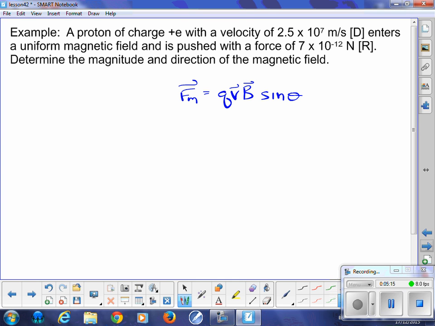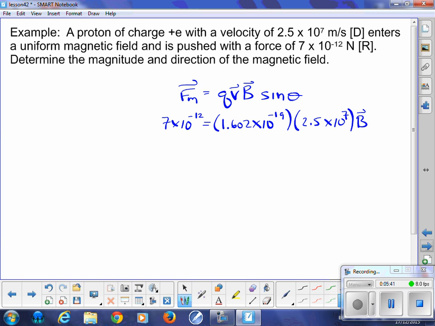Well, we know the magnetic force, 7 times 10 to the negative 12. We know the charge of an electron, except it's positive in this case because it's a proton, 10 to the negative 19. What else do we know? We know a velocity. So the proton is moving at a high velocity. B is the unknown. And sine theta, it doesn't state.